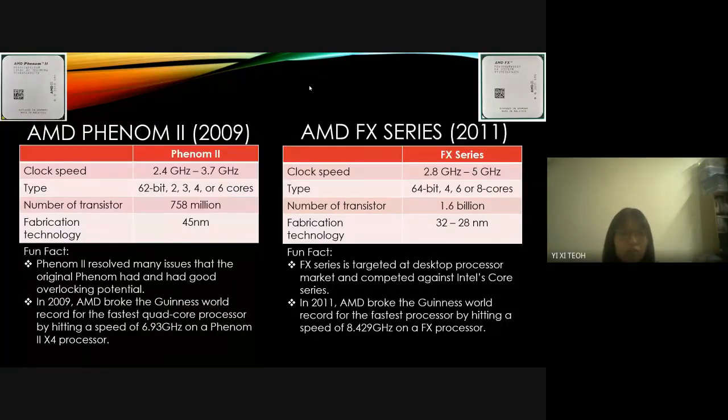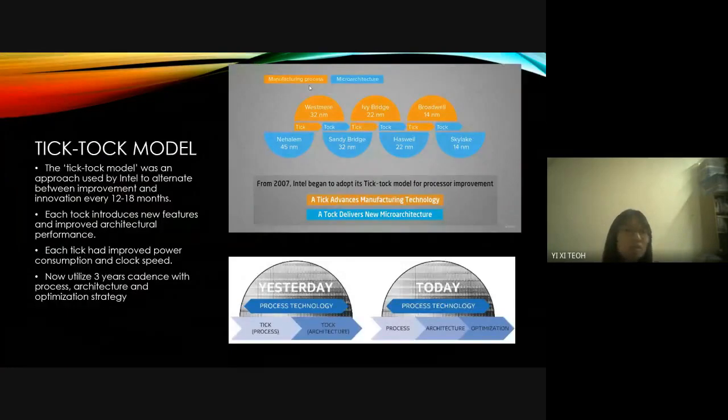Then this is Pentium 2 and FX series. With these two processors, AMD broke the Guinness World Record for the fastest Core processor by hitting a speed of 6.39 GHz on the Pentium 2 X4 processor. And in 2011, AMD broke the Guinness World Record for the fastest processor by hitting a speed of 8.42 GHz on an FX processor. This shows that AMD started to have some worldwide acceptance.